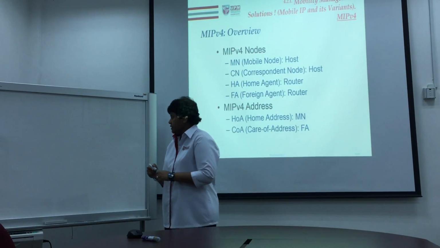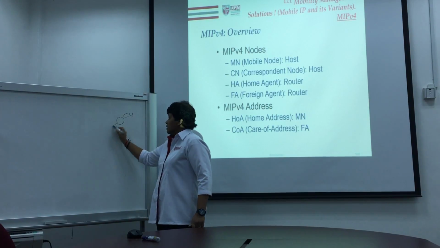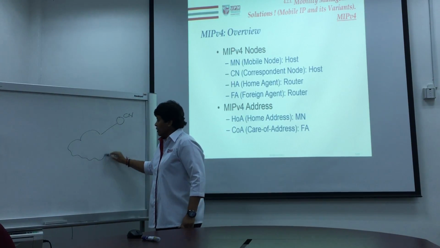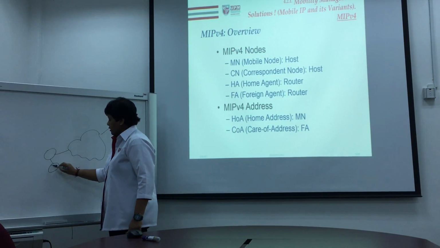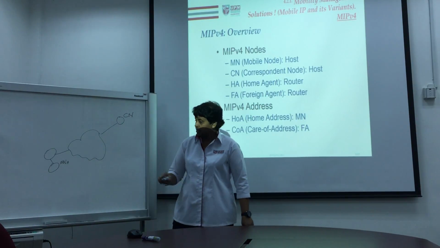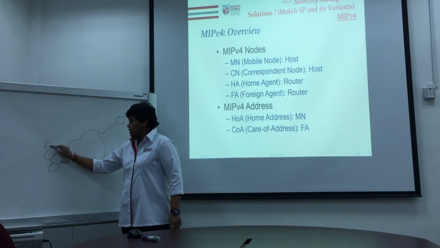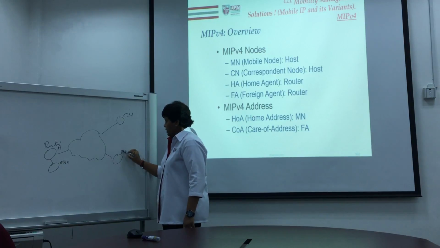So the idea is that you have a corresponding node communicating with you through the network, and you have a mobile router and the mobile node. Let's call this mobile node A, and this is the corresponding node. And this is, let's say, router A, and we have another router B here.